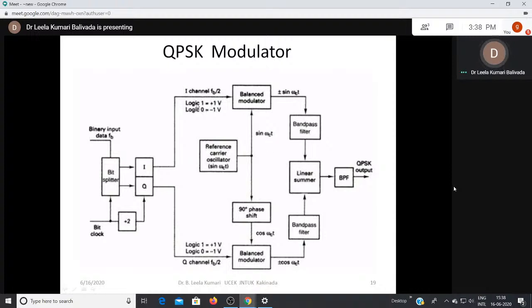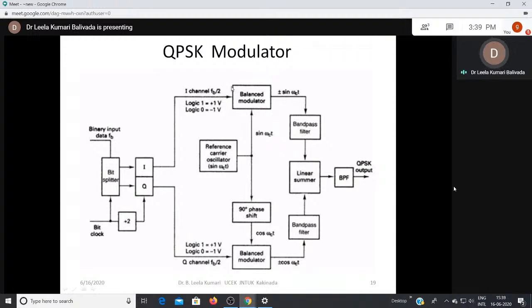So here logic 1 is represented by +1 volt and logic 0 is represented by -1 volt. Since we are transmitting a bit 0 or 1 here also, the bit 1 is represented by +1 volt and bit 0 is represented by -1 volt.